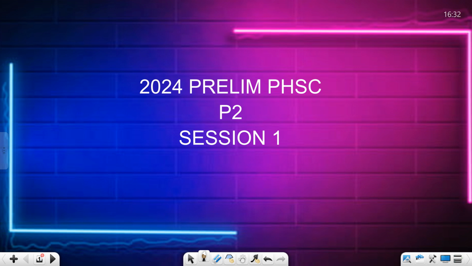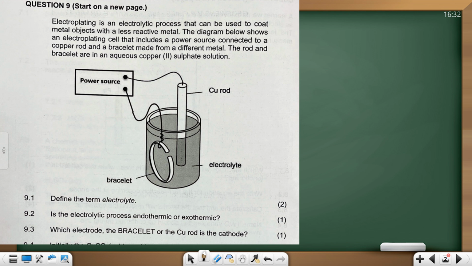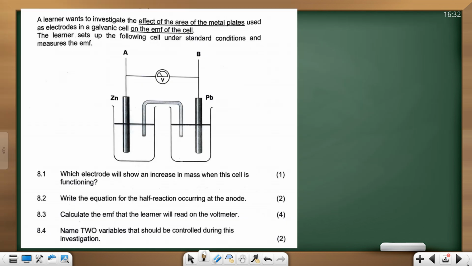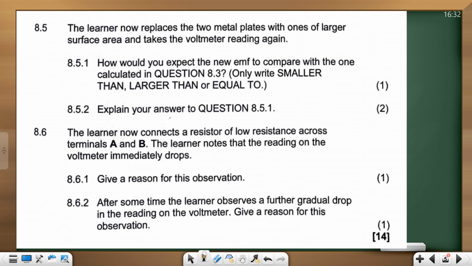Let me see how many marks is this electrochemistry. Electrolytic cell 15 and galvanic cell 14. That's a lot of marks. That's about 29, 30 over 150. And what would that be? 20%. Which is very, very important.